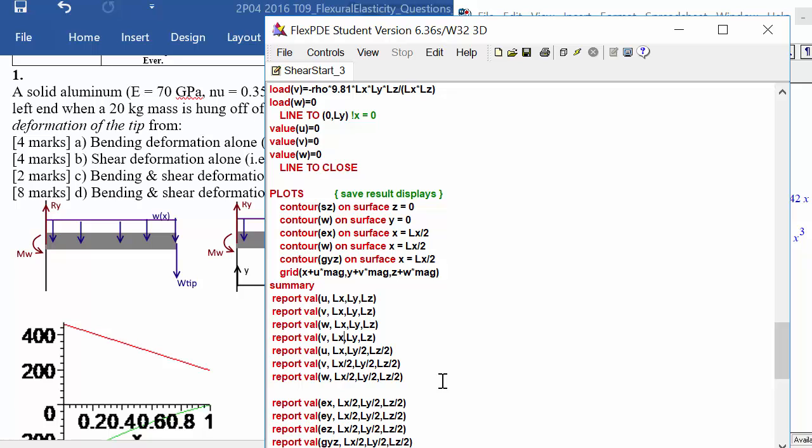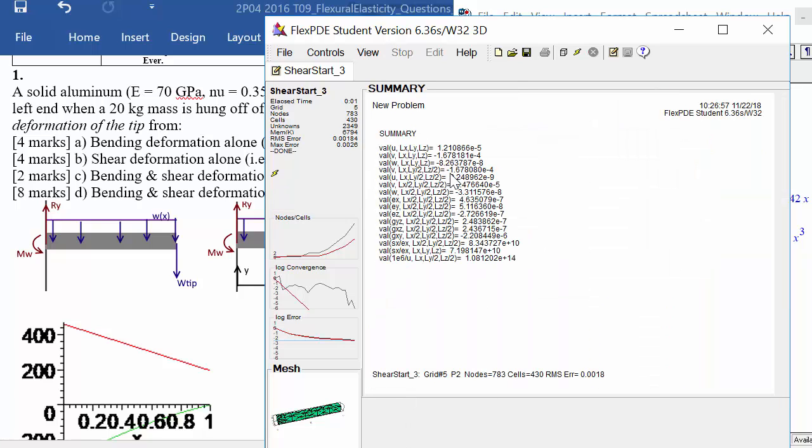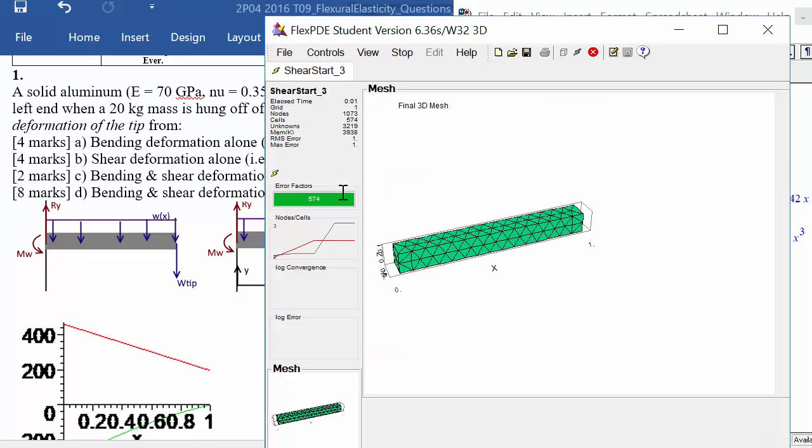So we've got V at Lx, Ly over 2, and del Z over 2. Let's see how different it is right in the middle. At that point, it's only slightly different. So pretty much the same thing, but not quite the same. We can increase the N grid for this setup. It's possible we can go up to 15 with this aspect ratio.